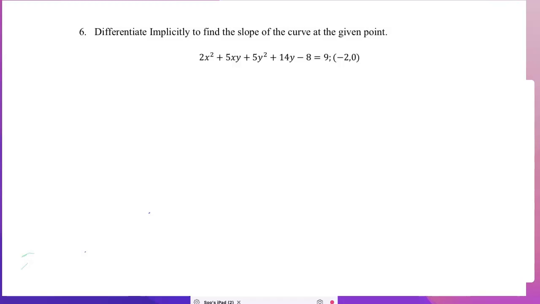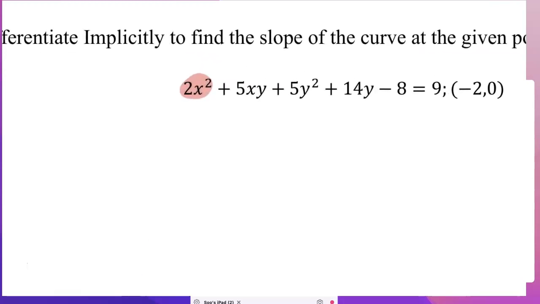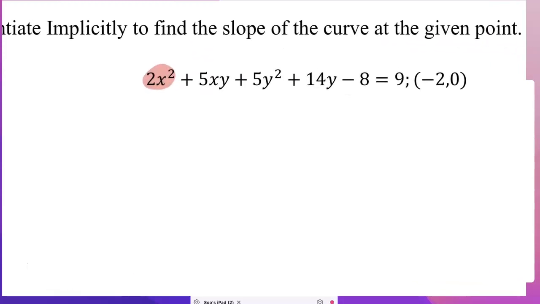All right, differentiate implicitly to find the slope of the curve at the given point. So I have 2x squared. What I'm going to do is take the derivative of both sides with respect to x. First, I'm taking d/dx of 2x squared, and I will add it to the derivative of 5xy.